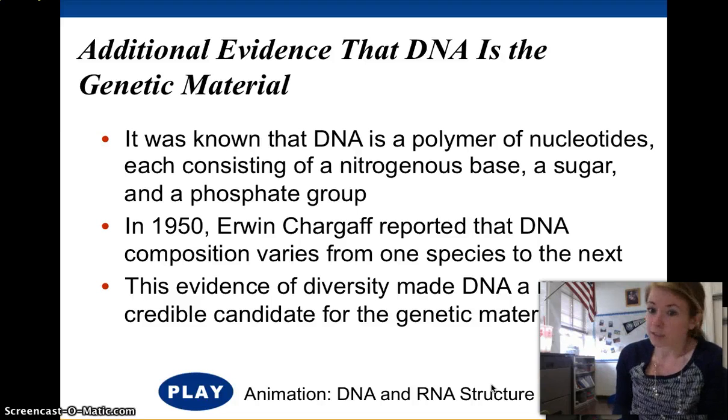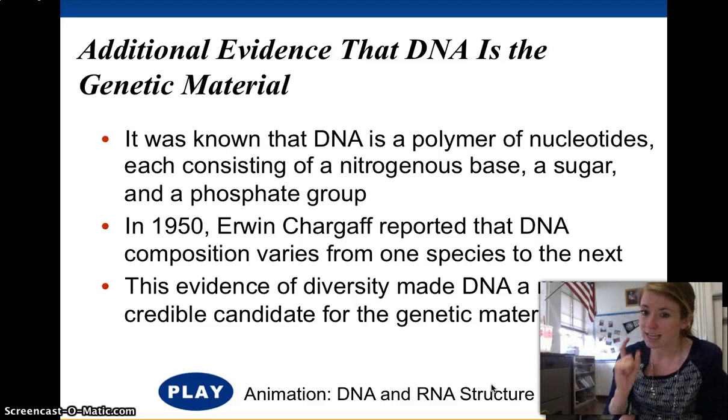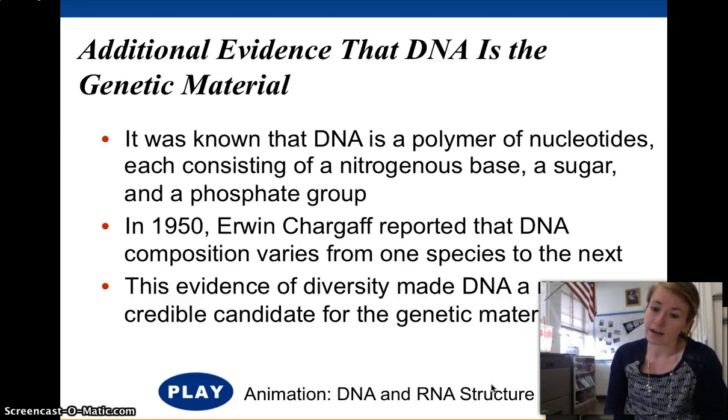Another experiment, and there are lots of experiments in this chapter, is by a man named Erwin Chargaff. It was already known that DNA was a polymer, meaning a large molecule made up of a lot of the same tiny repeating units, poly meaning many. They knew that the monomer was the nucleotide and that it was made up of a base, so that's A, G, C, or T, a sugar, ribose or deoxyribose, and a phosphate group.